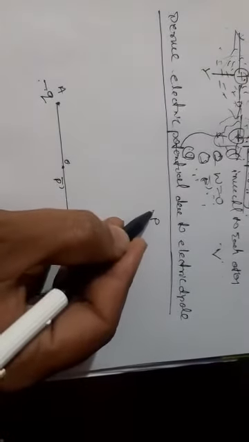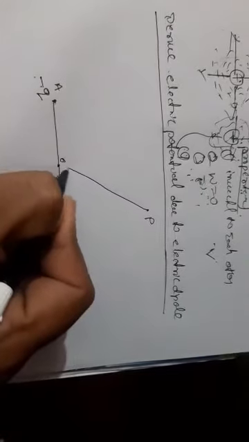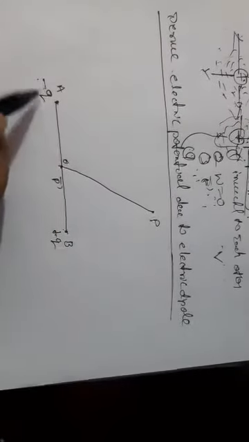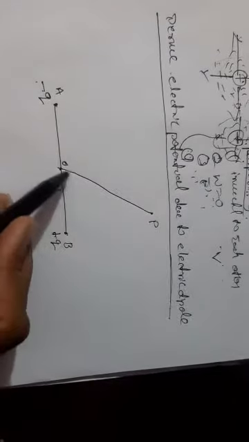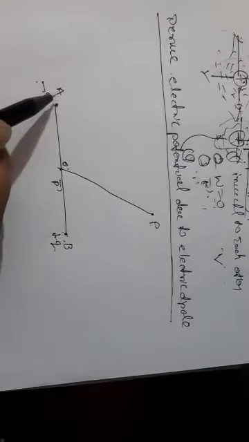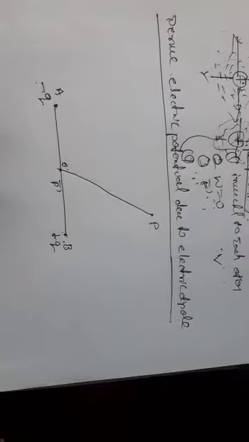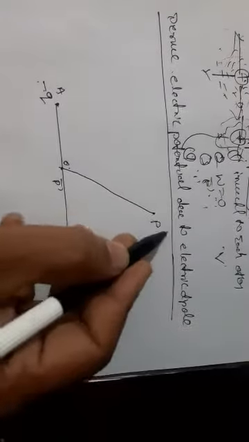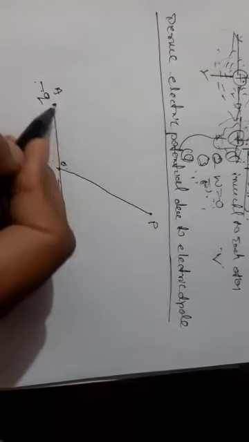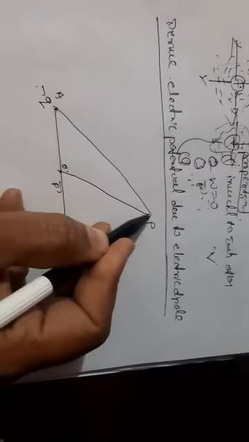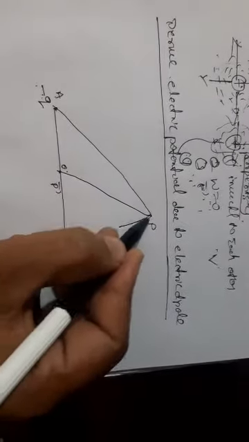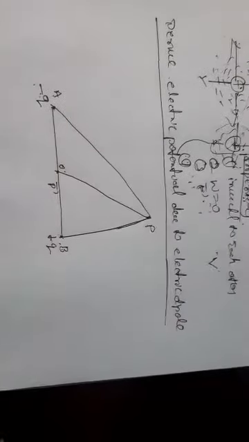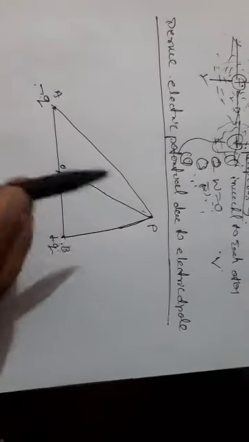The line PO is drawn perpendicular to line AB, and join the sides of this triangle: PO, PA and PB. P is a point.